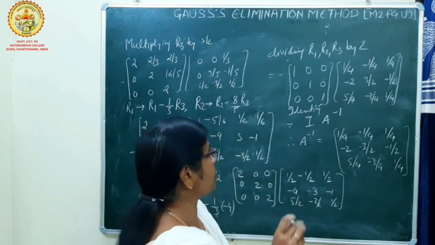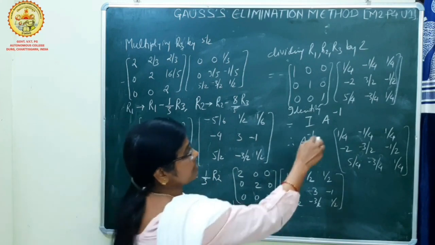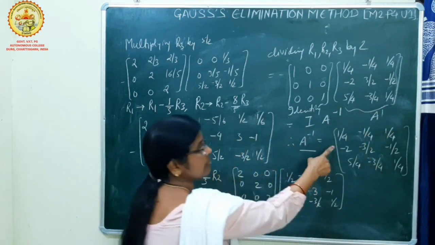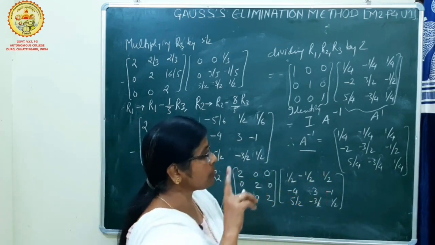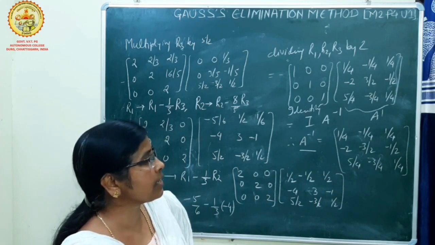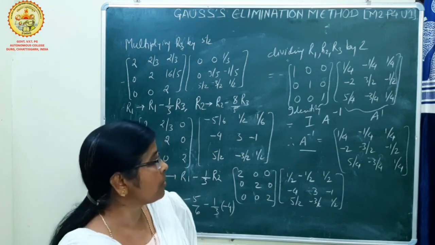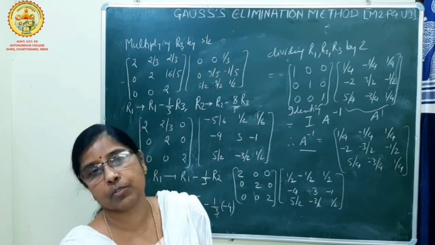So we can find the value of the inverse as this is A inverse. The A inverse value is 1 by 4, minus 1 by 4, 1 by 4. In the second row the components are minus 2, minus 3 by 2, minus 1 by 2, and in the third row 5 by 4, minus 3 by 4 and 1 by 4.